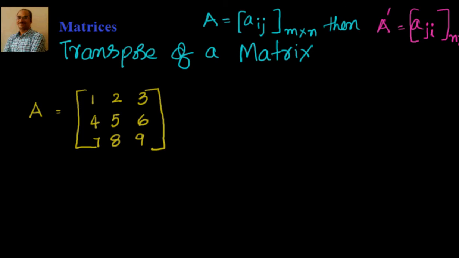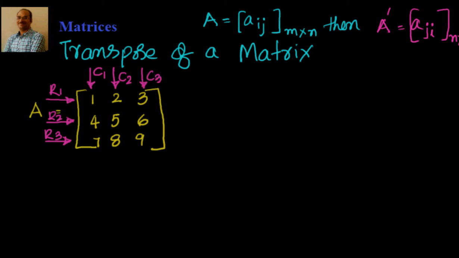Now, can you tell me what are the rows of this matrix? This is the first row, this is the second row, and this is the third row. Similarly, what are the columns? 1, 4, 7 is the first column, 2, 5, 8 is the second column, and 3, 6, 9 is the third column.